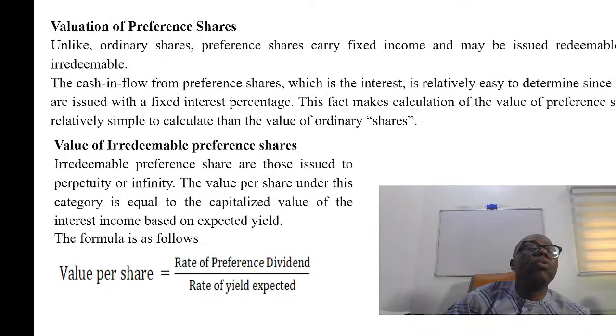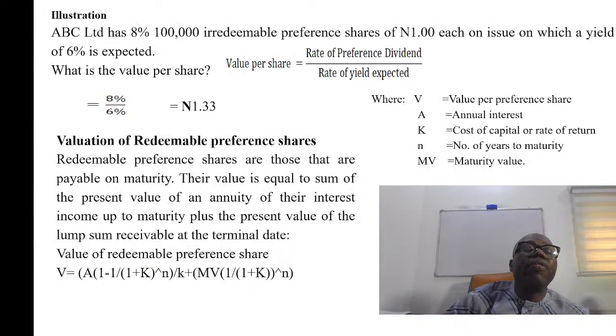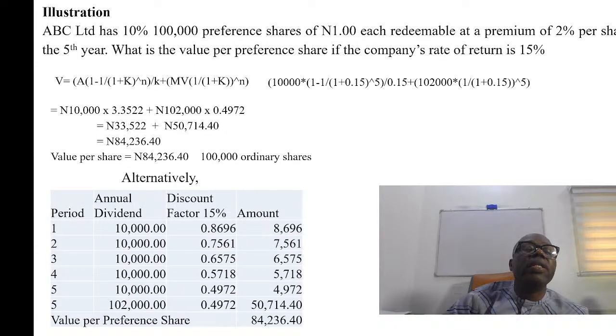Then we went to valuation of preference shares, which we said are redeemable and irredeemable. The irredeemable is very simple because it's to perpetuity, it will not be paid back. The redeemable has a little complication because you have to redeem the preference shares at the end. So we have also shown you the formula. We have given you two ways of calculating it, either by using that formula or by using the table where you get a discount factor in order to arrive at it. So that we have done.